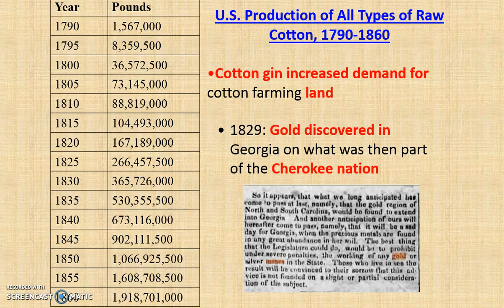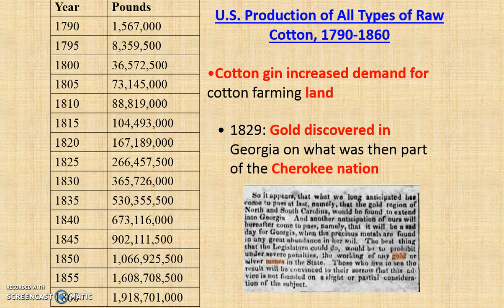Now, in Unit 6, we discussed the invention of the cotton gin and the great importance it had on U.S. cotton production, turning it into the South's most valuable cash crop. And this chart here bears that out. In 1790, before the cotton gin, the U.S. was producing about 1.5 million pounds of cotton per year. But by 1860, that number has risen to nearly 2 billion pounds. And at this time, the U.S. is producing about 70% of the world's cotton.